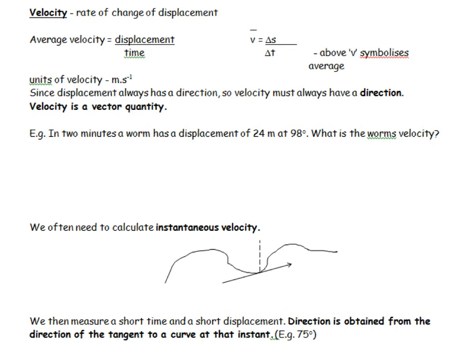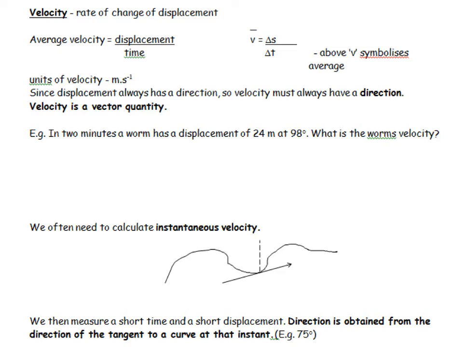Now we're going to look at a concept called velocity. And velocity sounds a lot like speed and looks a lot like speed. It is the rate of change of displacement. Now displacement, you will remember, is a vector quantity. And velocity is therefore also a vector quantity. I take the displacement and I divide it by the time. And you'll notice I've put this little line over here. That means it's the average velocity.